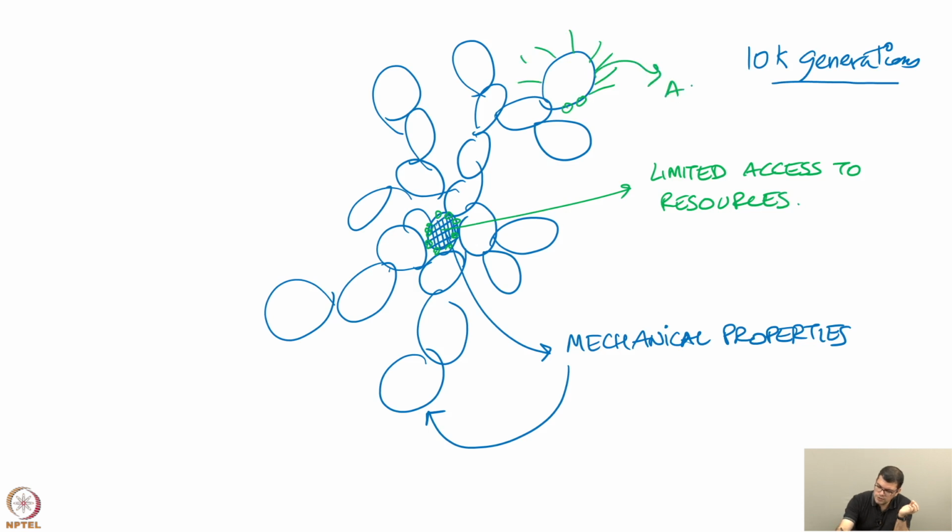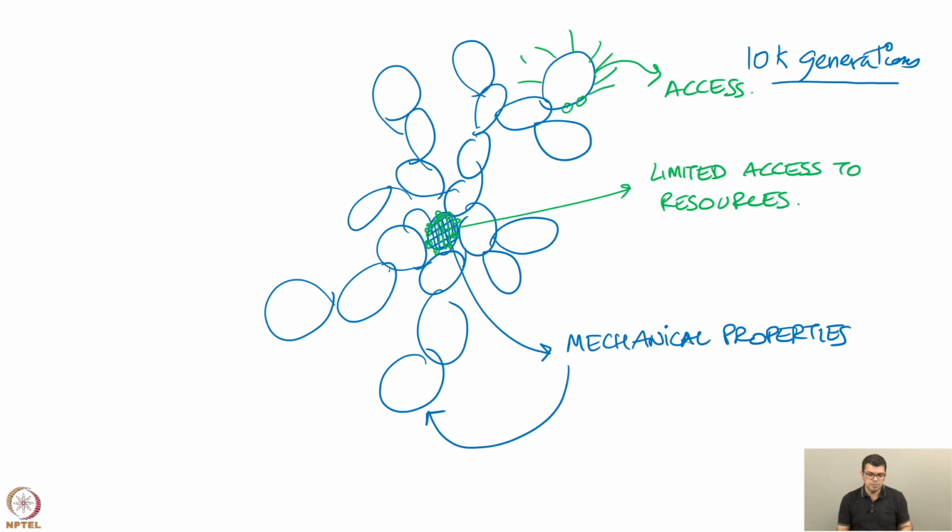So, the access to resource is differentially spread over the cluster, and the mechanical demands that are being made of different cells in the cluster are also differentially spread. The demand is much higher at the center of the node as compared to the periphery, and access to resource is much higher at the periphery as compared to the center of the node.